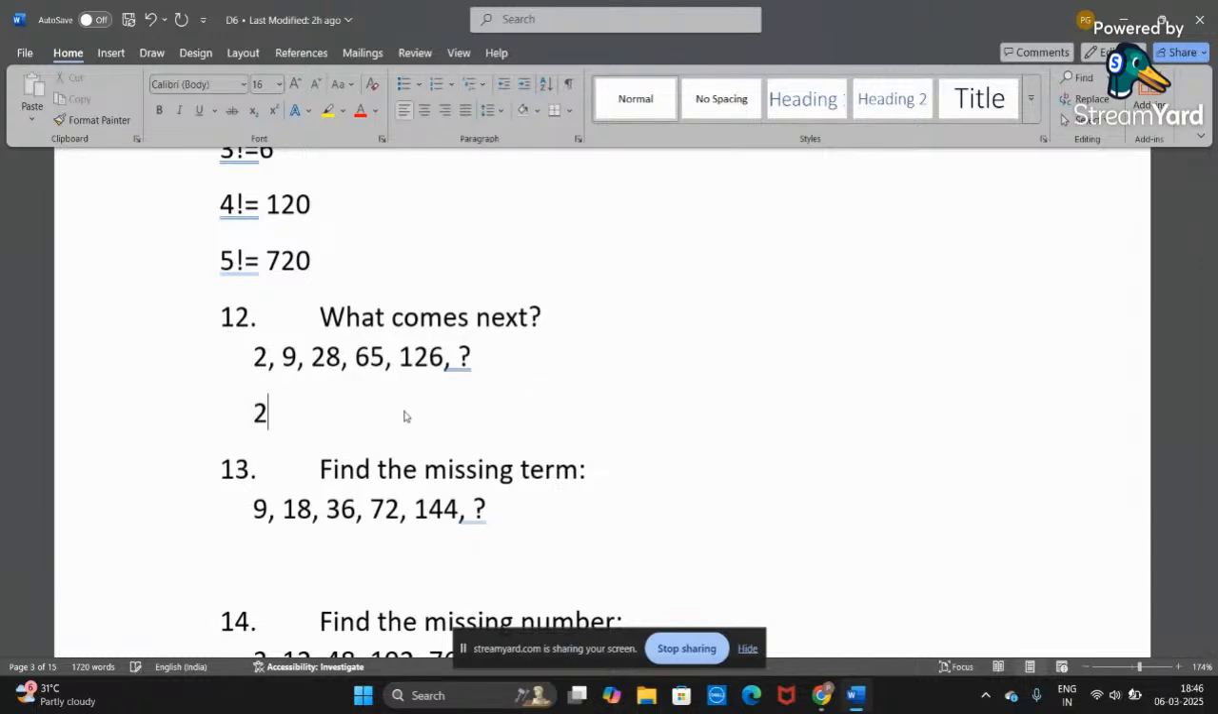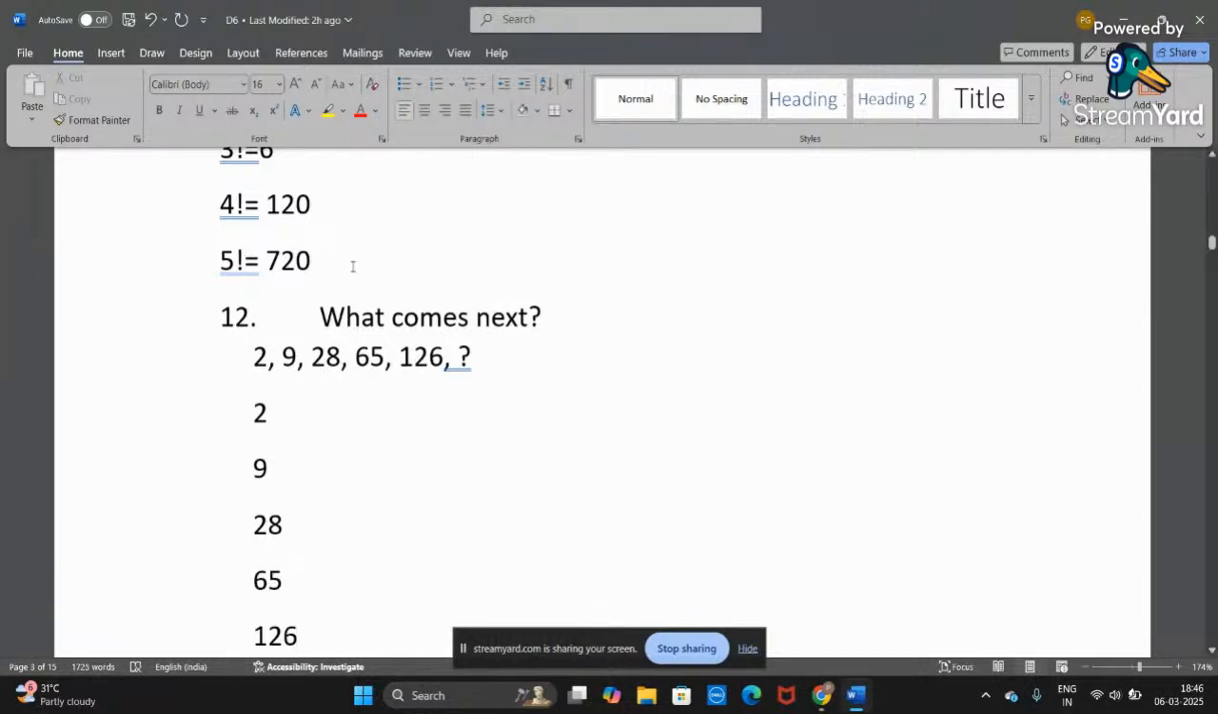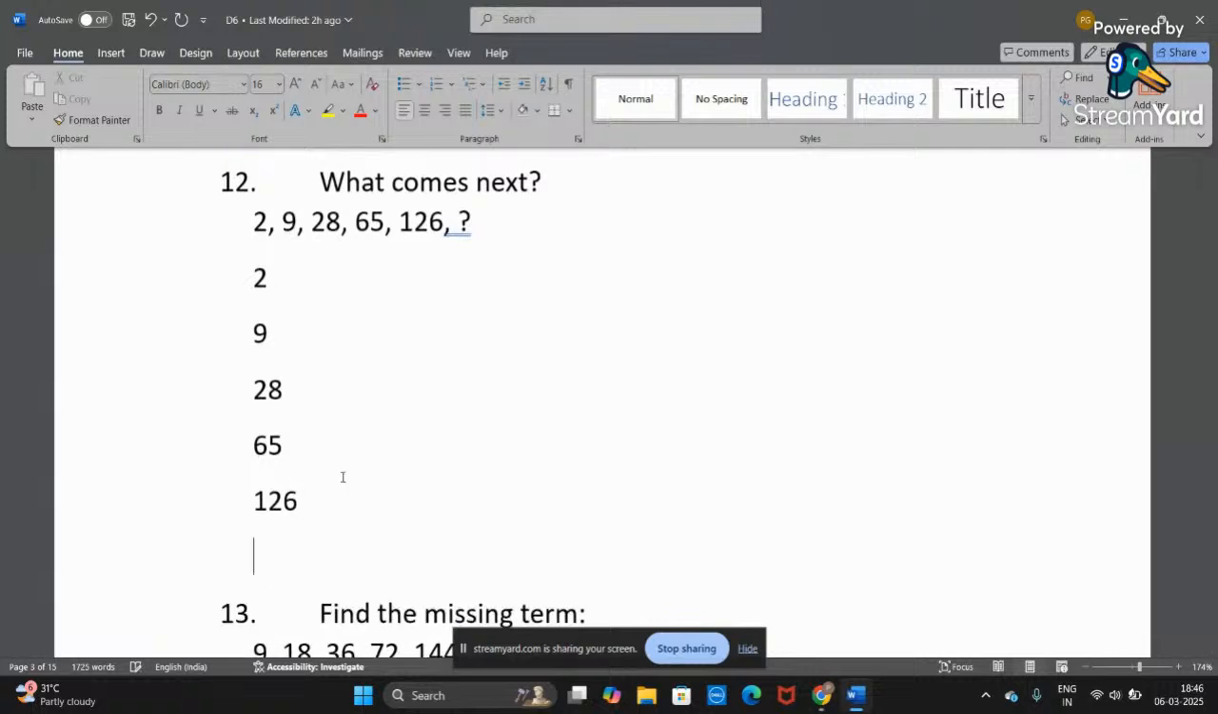See what is the logic? Let's write all the digits: 2, 9, 28, 65, and 1 to 6. These are the digits given, right? We need to find the next one.